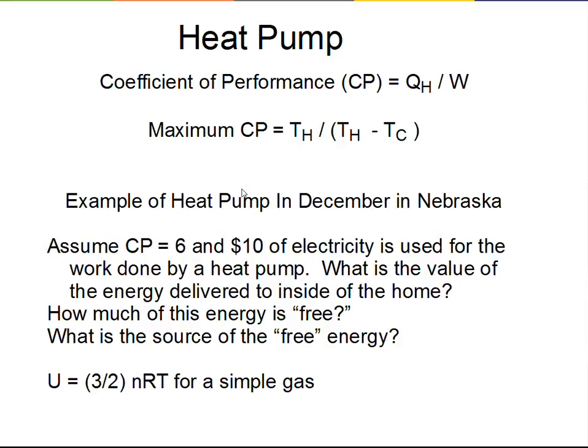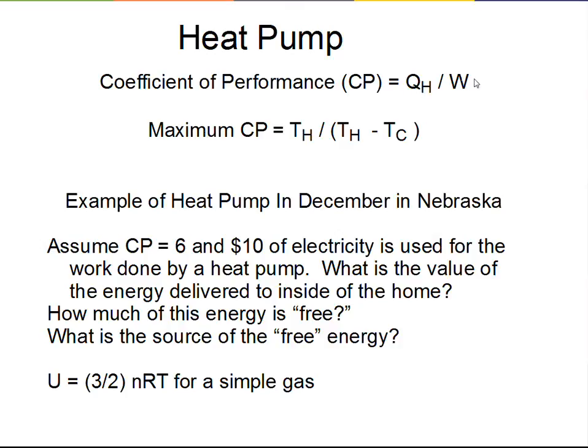Let's suppose we're in Nebraska and running a heat pump, and let's suppose on a particular day the air temperature outside and the inside house thermostat setting caused CP to be 6. We use $10 of electricity, and maybe not in a day, maybe in a couple days, but we use $10 worth of electricity for the heat pump. What's the value of the energy delivered to the home? So I'm doing this calculation with dollars instead of joules, and that's fine. So if we have CP is 6, and we use $10 worth of energy for W, what's the value of Q sub H?